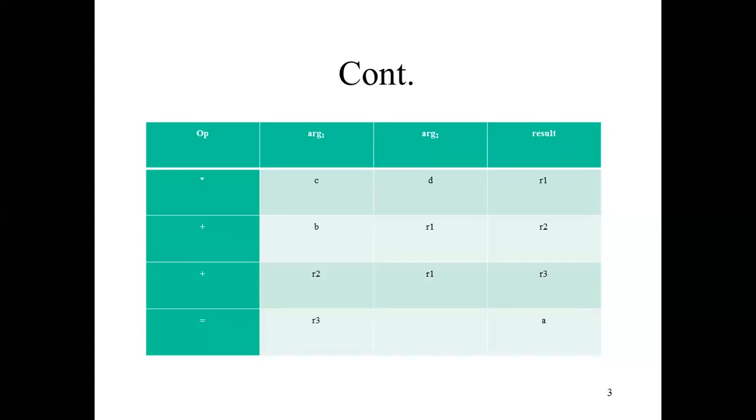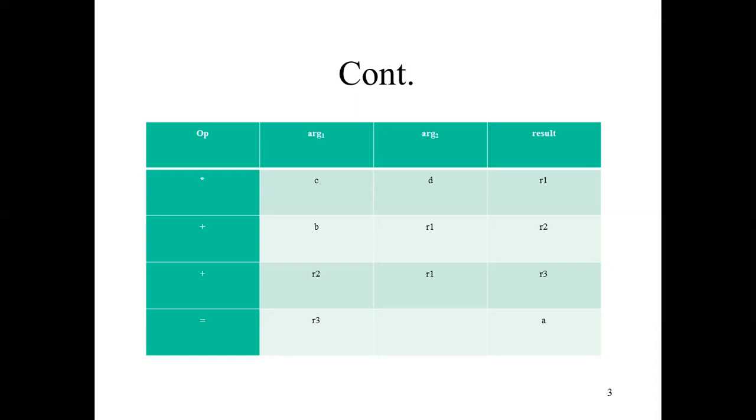So in R2 we are going to store the value of B plus R1. The result will go into the temporary variable R2. And in the third row, you can see that R3, another variable, will store the summation of R1 plus R2. So these depend on each other.